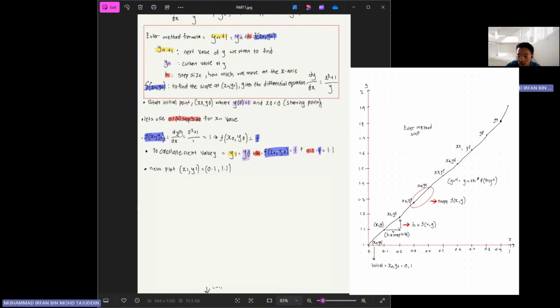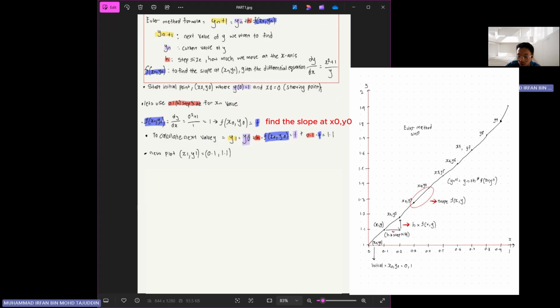So, for example, let's use 0.1 for our step size. We calculate the slope at the initial point x0, y0. We use the differential equation (x squared + 1) divided by y. Substituting the values of x and y, we get (0 squared + 1) divided by 1, and the answer is 1. So the slope will be 1.